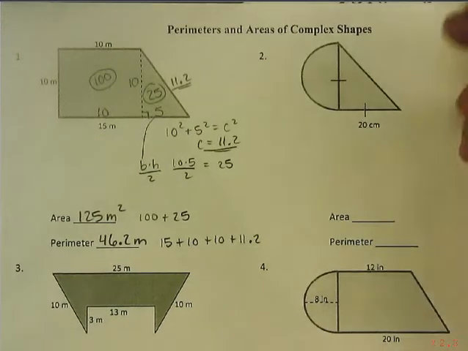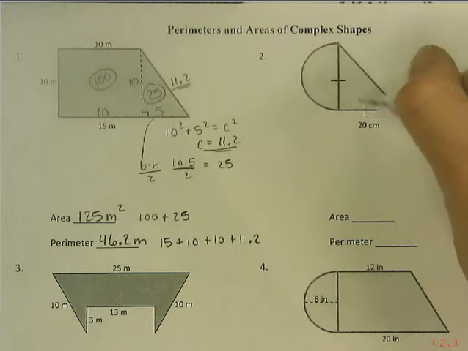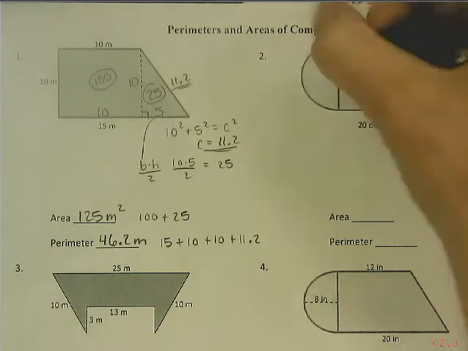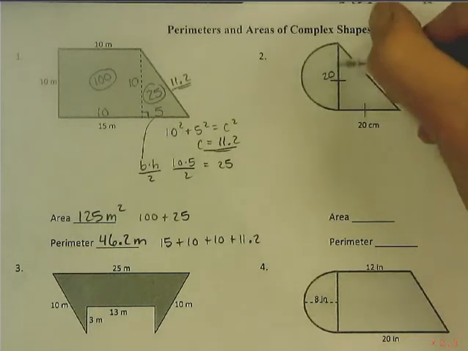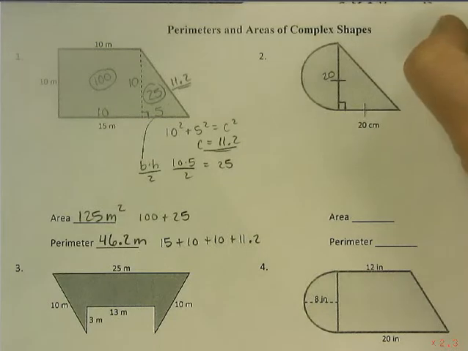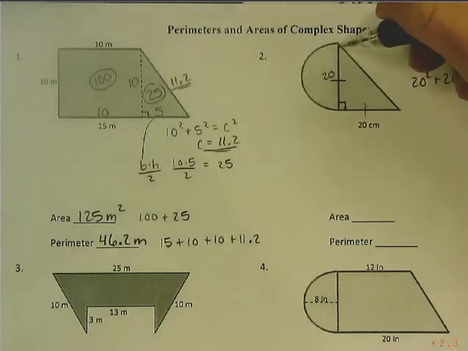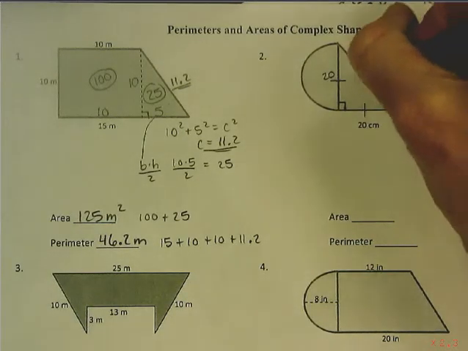Number 2, we have a semicircle and another triangle. Notice these tick marks mean that these are equivalent, so if this length is 20, we can fill in 20 as well here. And notice again, this should be labeled, but it's a right triangle. 20 squared plus 20 squared should be equal to the hypotenuse squared using the Pythagorean theorem again. And when you solve for c, you should get 28.3 for that length.